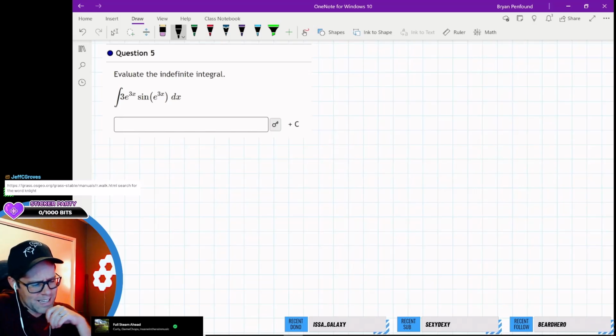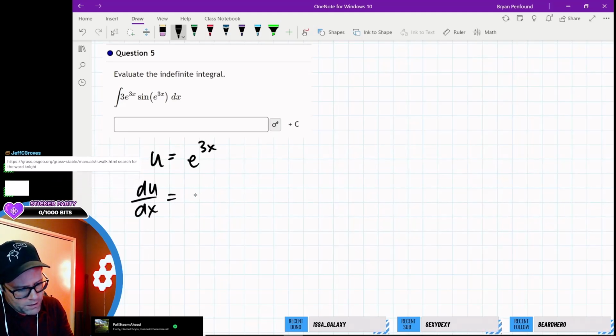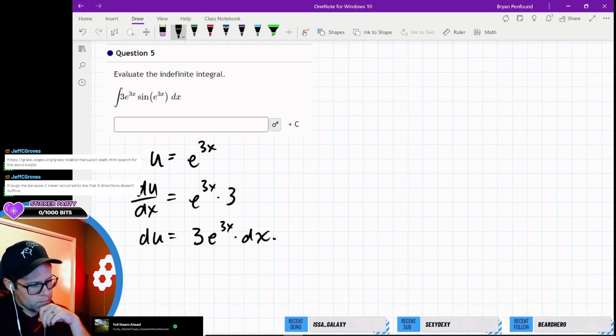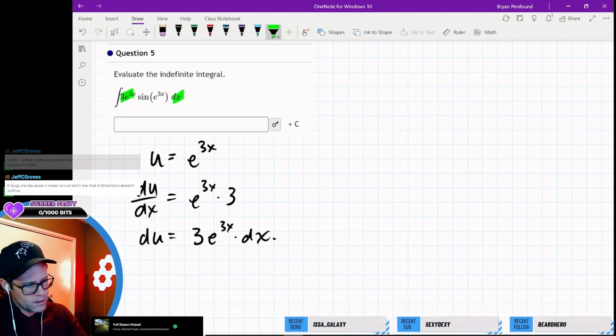Okay, this thing inside the sine looks really ugly. Let's take u equal to e to the 3x. And taking the derivative with respect to x is going to give us e to the 3x times 3. That extra 3 comes out because of the chain rule, which means that du can be represented as 3e to the 3x times dx. And I actually do have those pieces right there. So that's kind of nice.